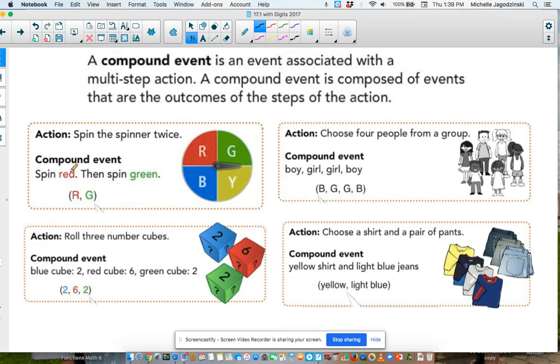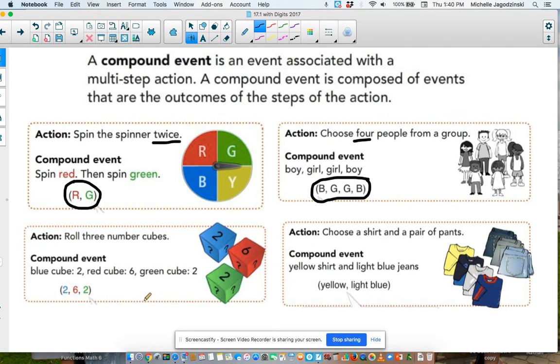So notice it's 2 steps. We're spinning twice. And notice how many I have inside the parentheses. So spin twice gives me 2 results. Spin red, spin green. In this action here with this group of people, it says choose 4 people from a group. And so the compound event is boy, girl, girl, boy. So again, 4 people. So my compound event is composed of 4 letters. B for boy, G for girl, and then G again, and B. So boy, girl, girl, boy.